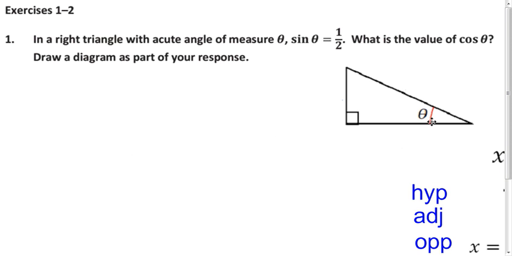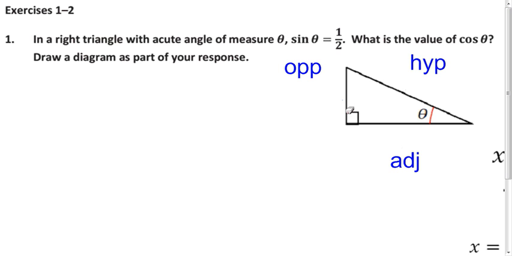So they give us that the sine of theta is 1/2, and we want to know what is cosine of theta. So label your diagram and try to figure out what the answer is. Well, we know sine is opposite over hypotenuse. So we label our sides appropriately. We end up with 1 here and a 2 here. So we're looking for adjacent because cosine is adjacent over hypotenuse.